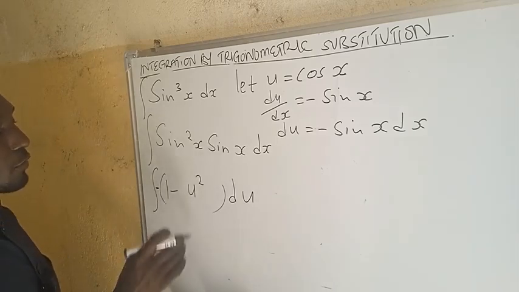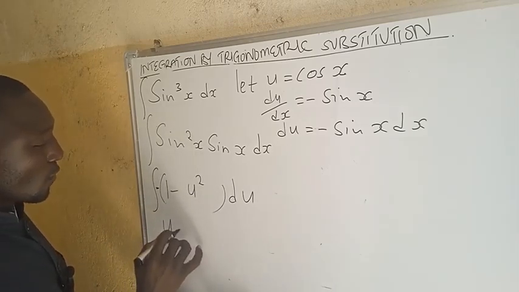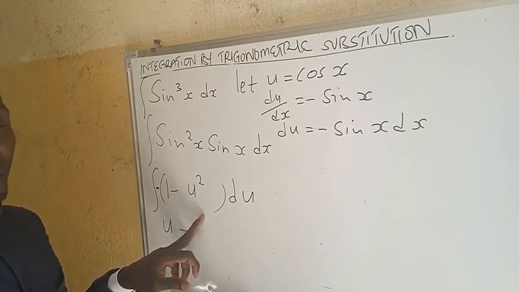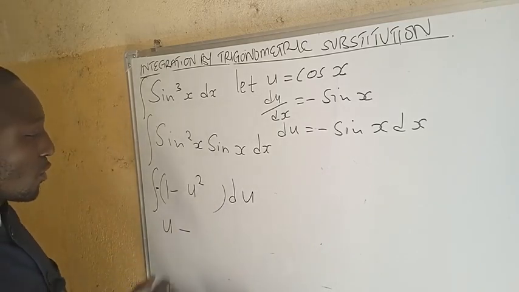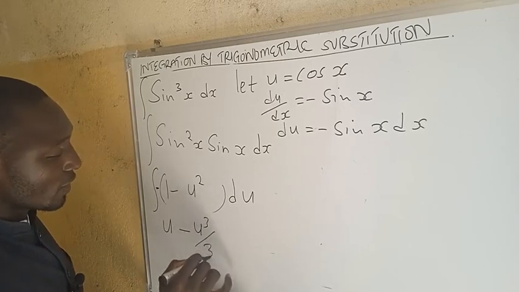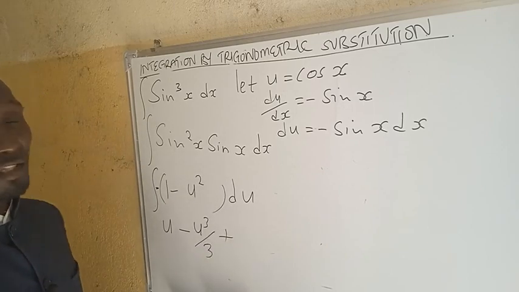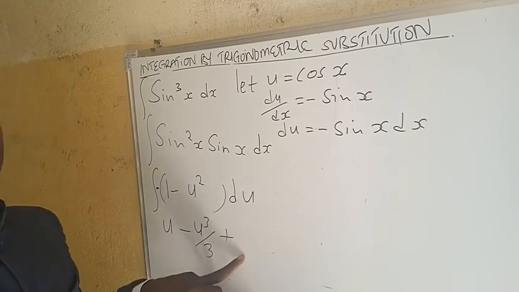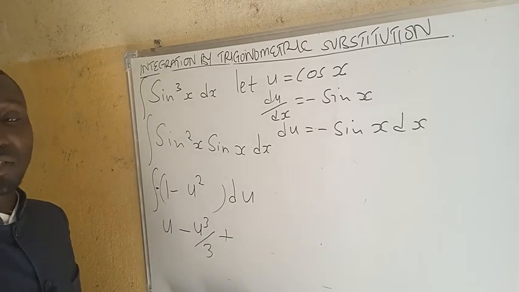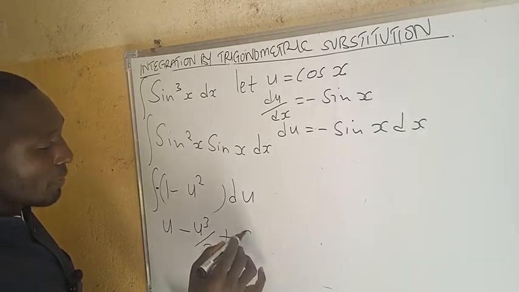So the integral of 1 with respect to u is u, minus the integral of u squared with respect to u, which is u cubed over 3. Plus, I said always remember to include the c. C here is the constant of integration. So we have plus c.